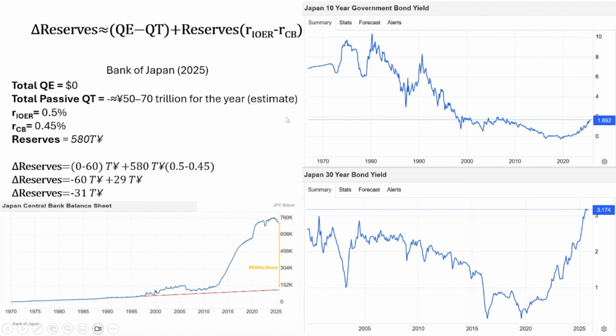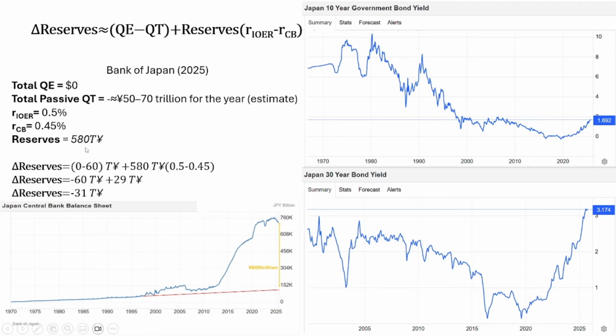So the change in reserves equals QE, quantitative easing, minus quantitative tightening, plus reserves times the interest on excess reserves rate, minus the central bank balance sheet average rate. So whatever the average yield is on the entire balance sheet, that's that rate, yeah? QE last year for Japan was 0, and total passive QT was around 60 trillion, yeah? And the interest on excess reserves is currently 0.5%, and the average yield on the entire central bank balance sheet is 0.45%.